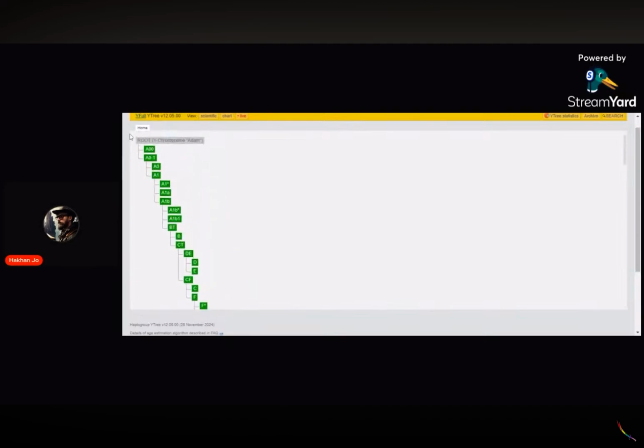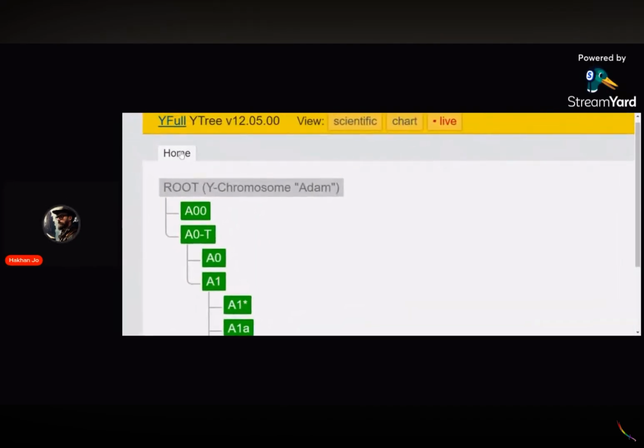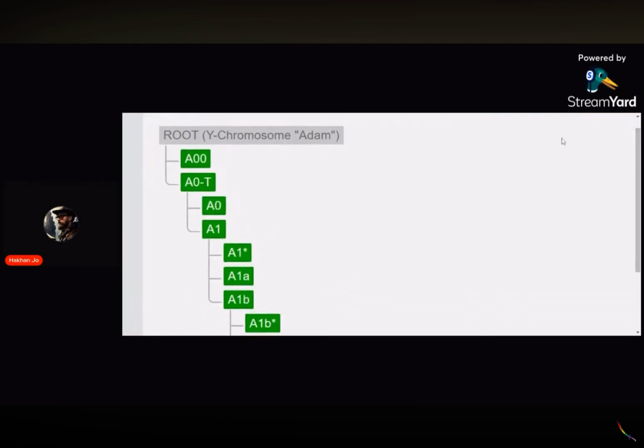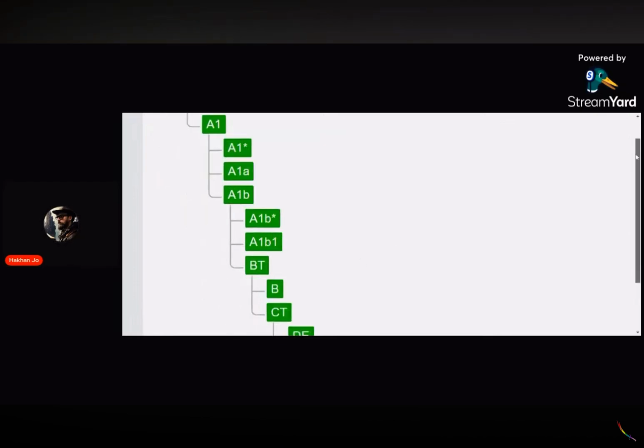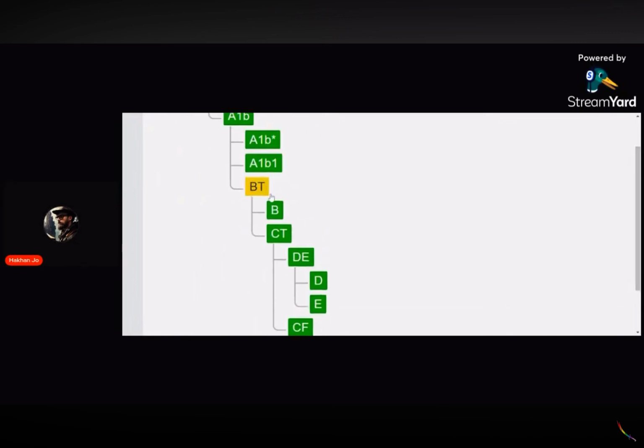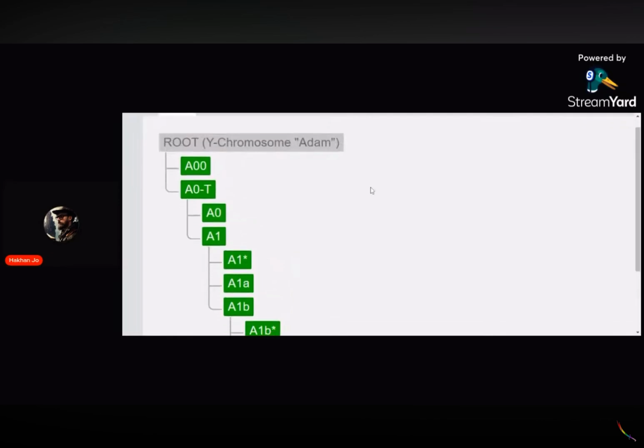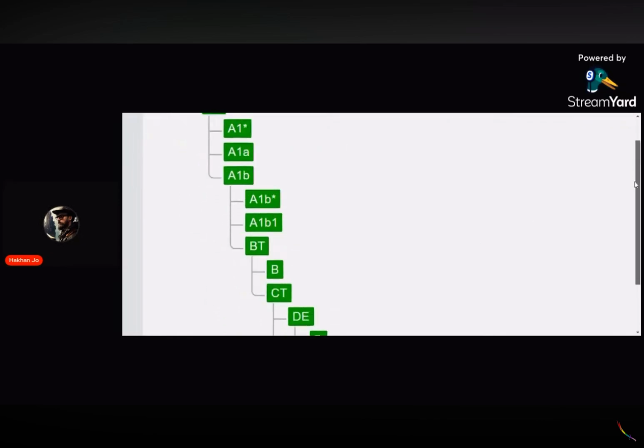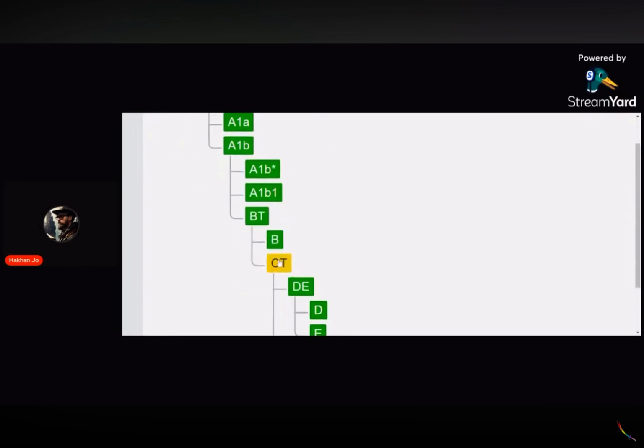Okay, and it says there the root. This is science, by the way. This is not a joke. This is real. This is the Y chromosomal Adam. Before all of mankind splits up into different groups, you've got something called haplogroup A. You've got 1, 2, 3, 4, 5, and 6. Let me count that again. Yeah, 1, 2, 3, 4, 5, and then 6 levels of humanity.